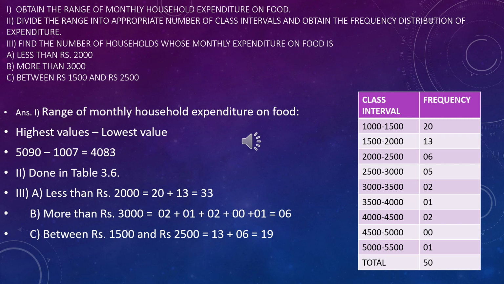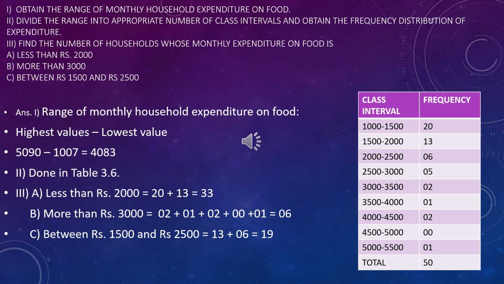The next question is: more than 3000. So the number of households whose monthly expenditure on food is more than 3000. What we'll do is add up all the frequencies from 3000 till 5500. So what do we get here? We get frequencies like 02 plus 01 plus 02 plus 00 plus 01, which totals 06. So this will be 06.